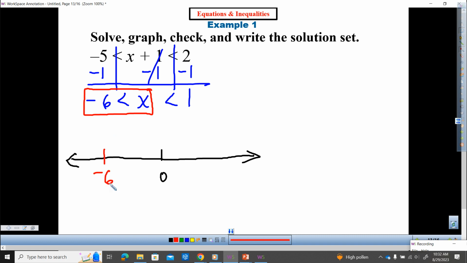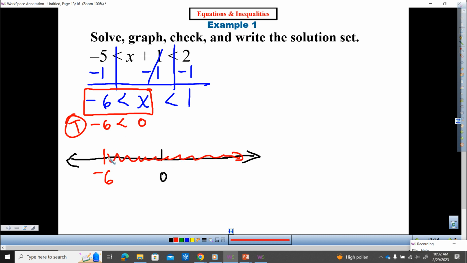So for that, I'm going to check a number. Me, Mr. Q, I usually check 0. I'm going to check 0 to see if it works, if I'm going to shade that way. So I'll substitute here underneath the 0. I bring down the -6 less than. Is -6 less than 0? Yes, negatives are usually less, so that is true. So that means I'm going to shade towards the 0.